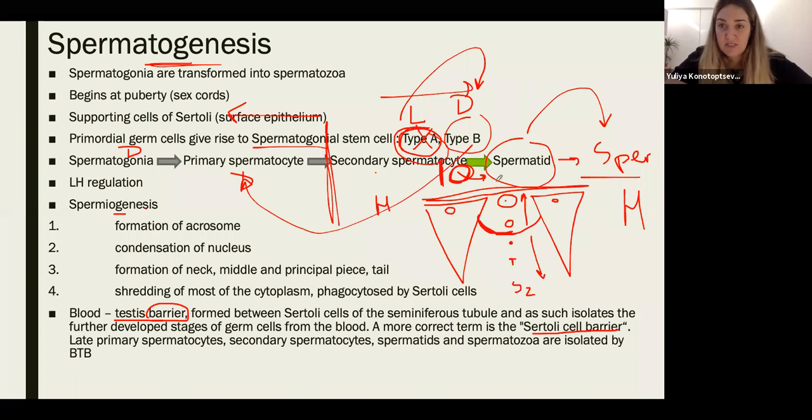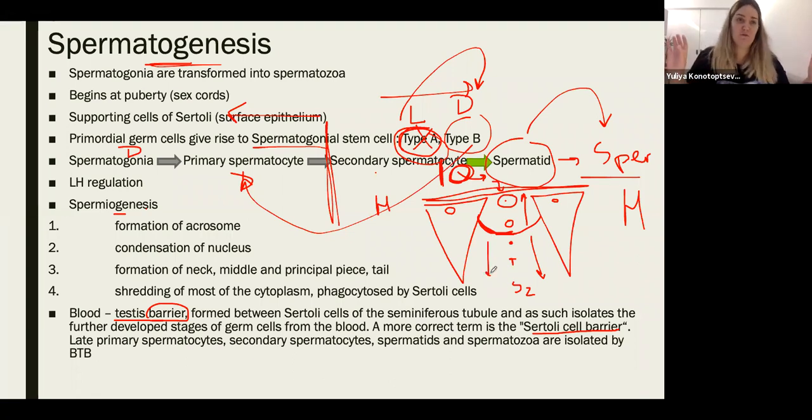What do they do? They see diploid cells. Everything is normal. Below the tight junction, they cannot see anything. If I cannot see, it's not there for lymphocytes, okay? So they don't care. So we're trying to protect the haploid cells.